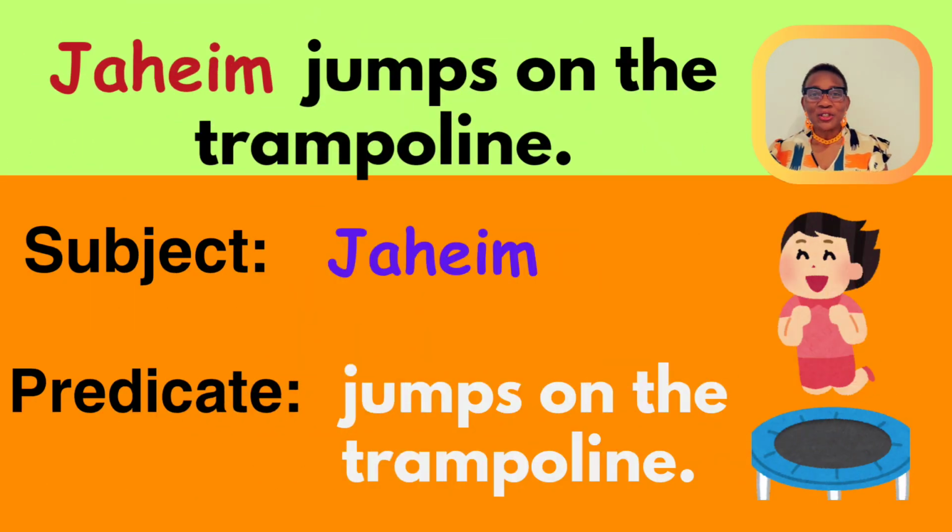Jahim jumps on the trampoline. The subject there, Jahim. The sentence is about Jahim. The sentence tells you what Jahim is doing. So the part of the sentence that tells you what Jahim is doing is called the predicate. Jumps on the trampoline. That's what Jahim is doing. So the subject in the sentence is Jahim. Jumps on the trampoline. That's a predicate.